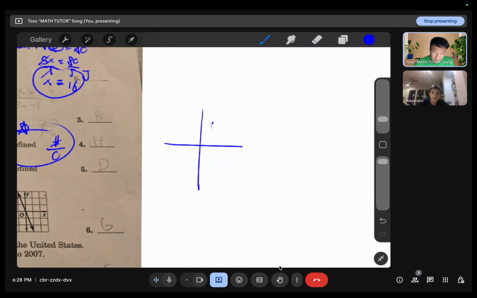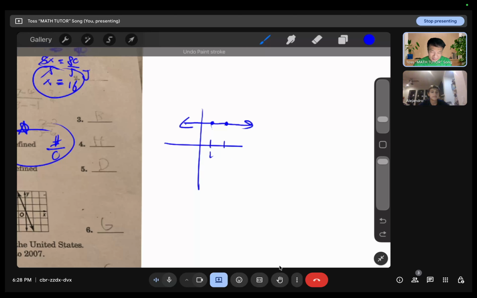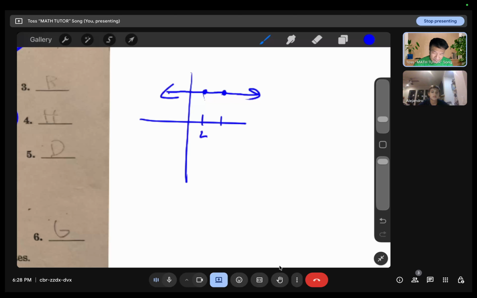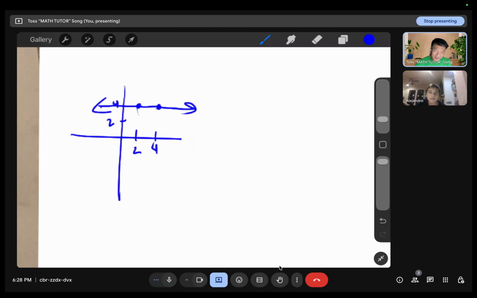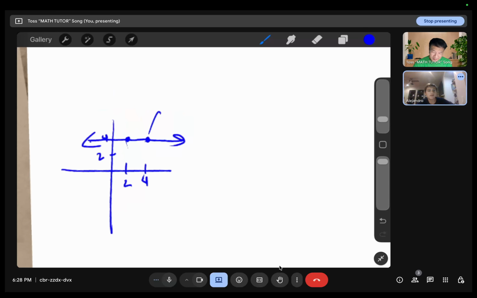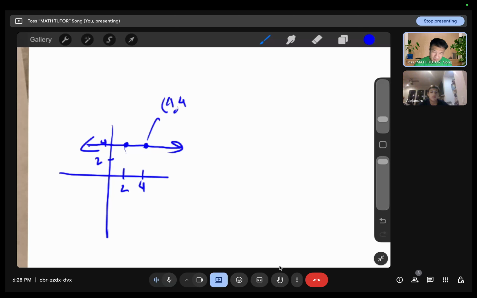I'll go ahead and do a point here, another point here. Here's your horizontal line. Let's say this is 2 and this is 4. Sorry, let me do 4 comma 4. This is going to be 2 comma 4. Okay, so have a look.